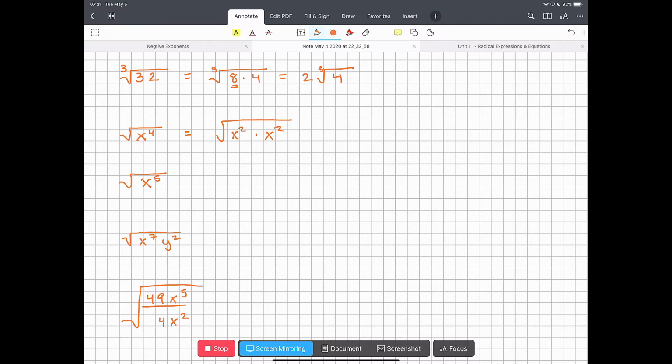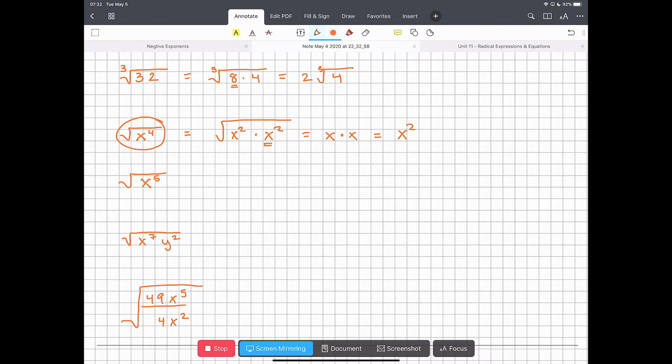So I'm looking for the square root of this statement. Well, the square root of x squared is x. And the square root of this x squared is x. So I'm left with x squared as my answer. So what value multiplied by itself is x to the 4th? x squared is, right? x squared times x squared equals x to the 4th.